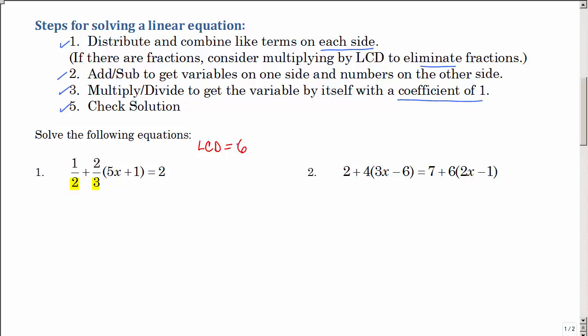Now, what are we going to do with 6? Well, I have a 1/2. I have a 2/3 times 5x plus 1, and I have a 2. That's really three things: one, two, three things. And I'm going to multiply all of them by 6. So this is times 6 over 1, this is times 6 over 1, and this is times 6 over 1.